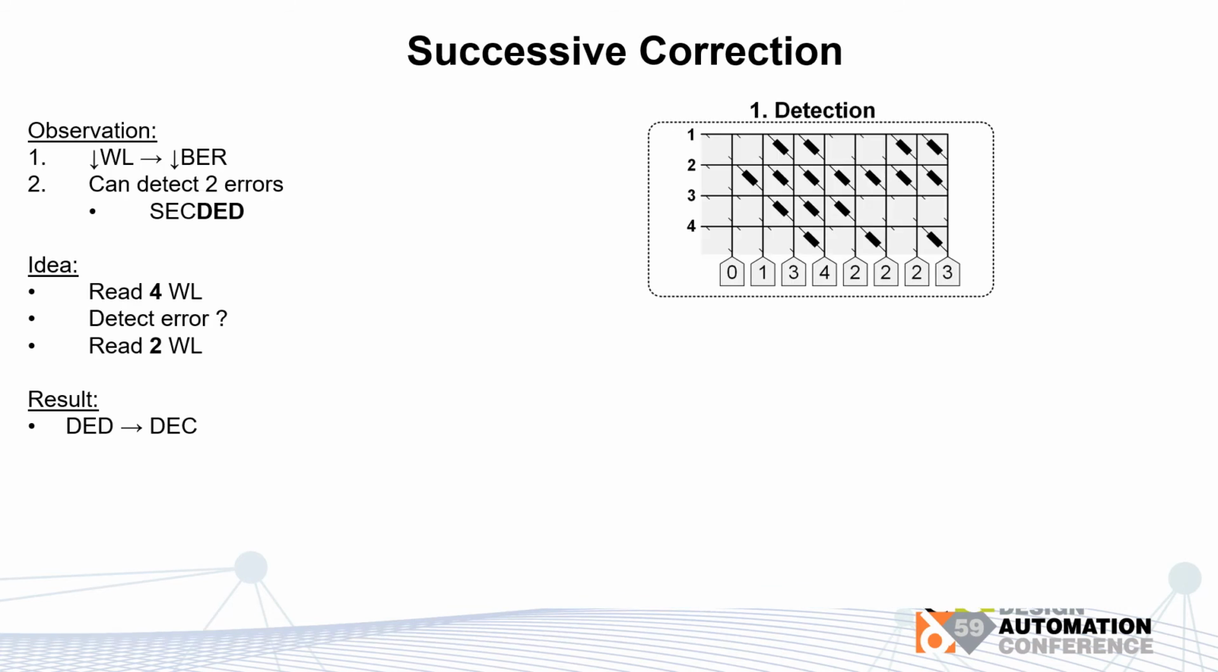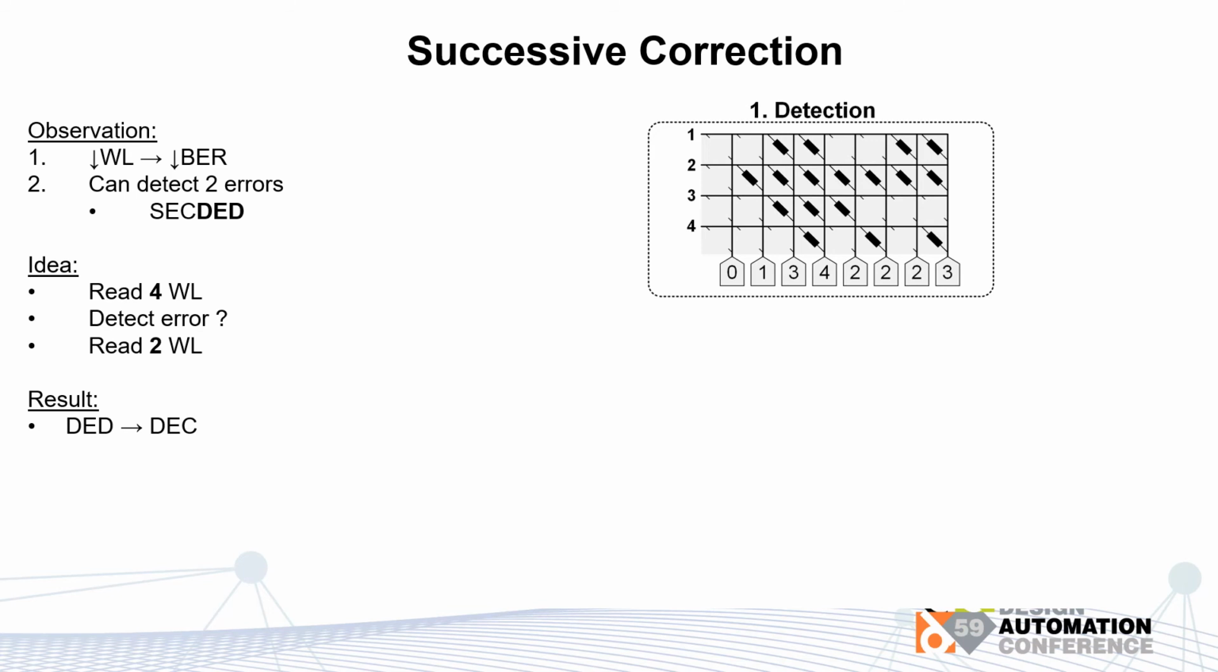Successive correction makes use of two key ideas. First, reading fewer word lines yields fewer errors. And second, we can detect two errors with SecDed because we have single error correction, double error detection. And so we can use this detection capability to actually perform correction. But let's see an example.